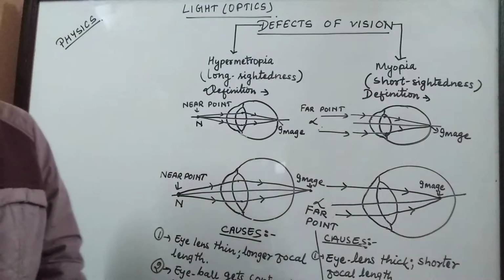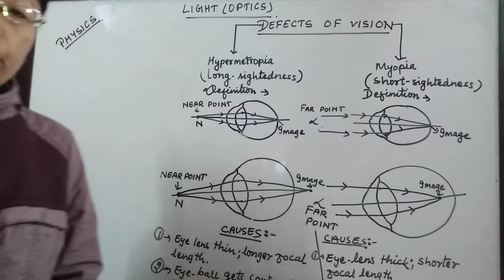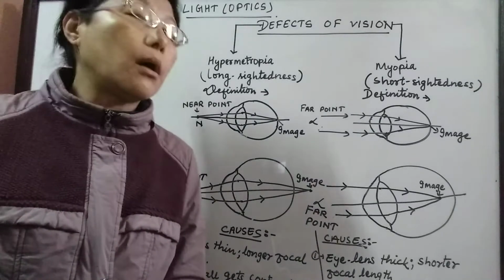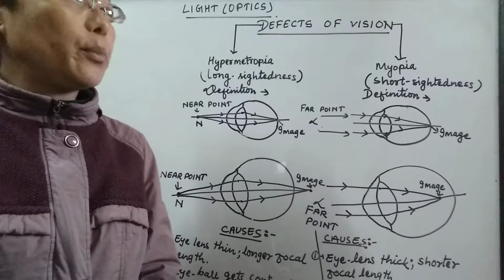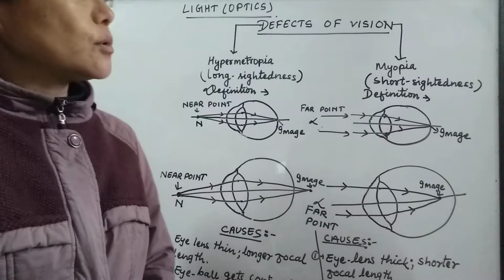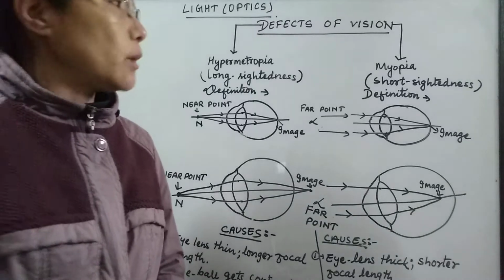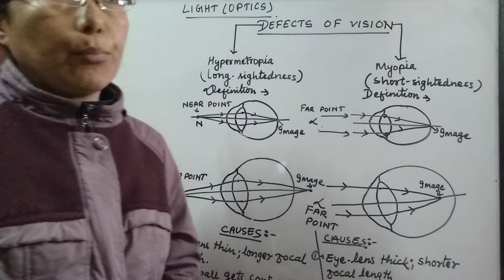Now, defects of vision means problem with eyesight. We have seen people not able to see distant objects. Some of the people cannot see objects which are kept close to the eye. So these are the problems. In our syllabus there are two types of defects of vision: hypermetropia and myopia.